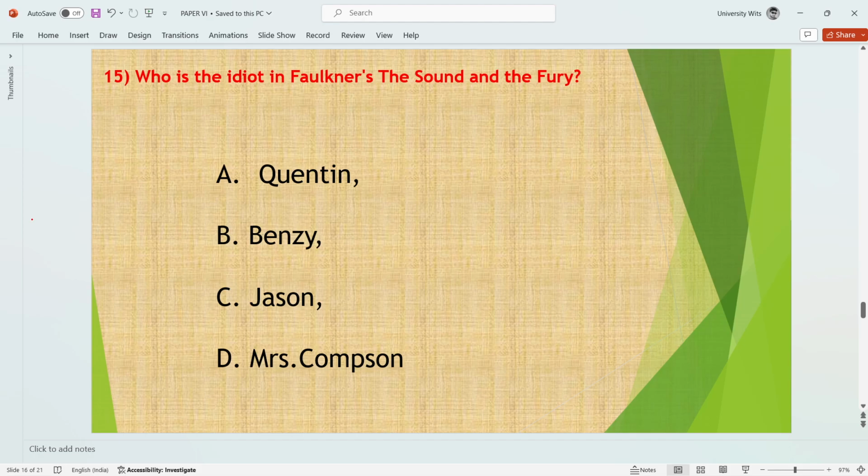So Benzi is the correct answer. And Benzi or Benjamin is referred to as an idiot. Quentin, if I say the suicidal student, if you read, then you will understand the story. The suicidal student was, I think, Quentin. Jason was a failed businessman, right? So Benzi is the character, mentally disabled. That is why he is called an idiot.